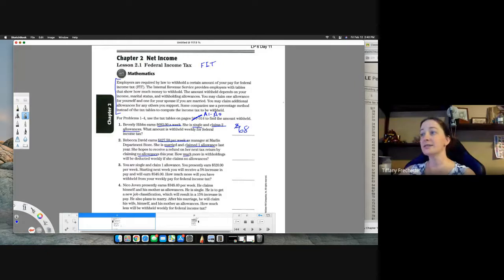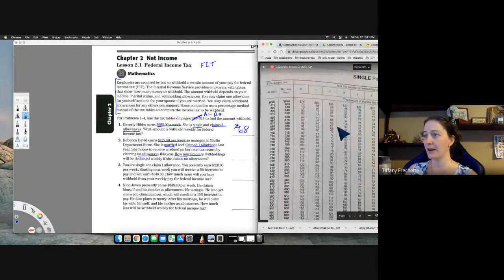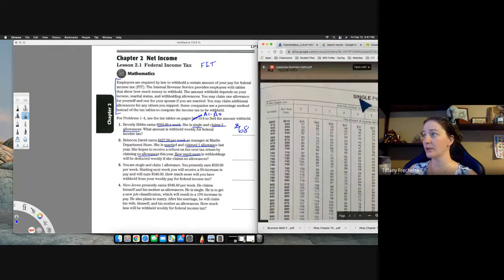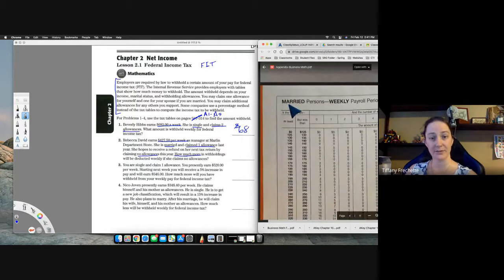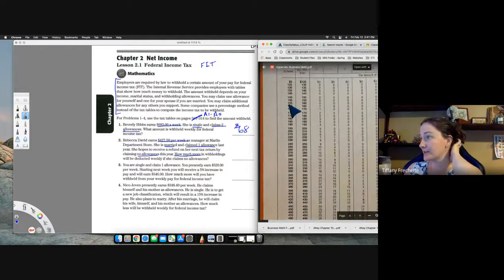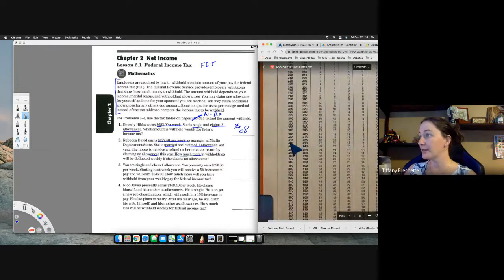So this one's asking you something a little different. We still have to calculate, or not calculate, but find these amounts, but it's asking us to do something a little different. So we know she's married. It said married, so we need to make sure we don't want the single one. We're going to go to the married one. So here's married. That's the first page of married. We're going to go down to 427. So we go down, here's 420 to 430. That's my range I want.